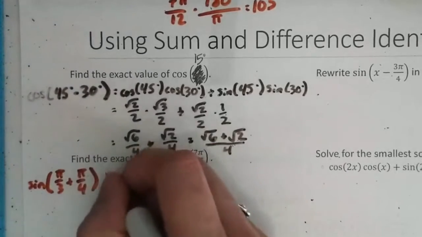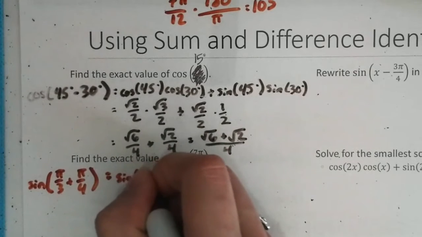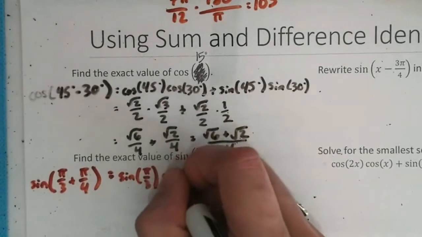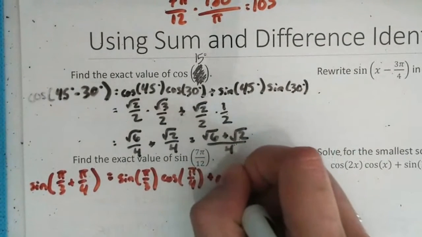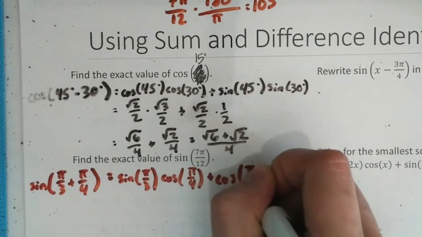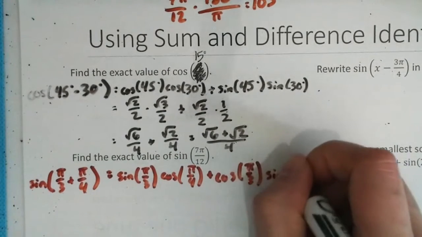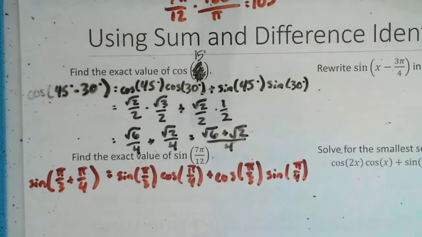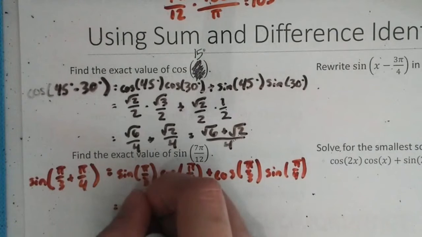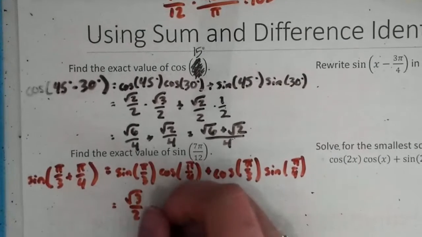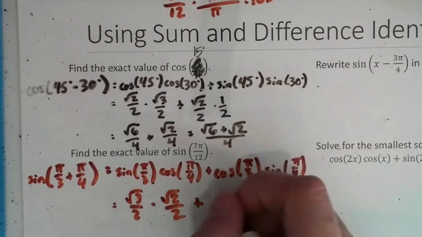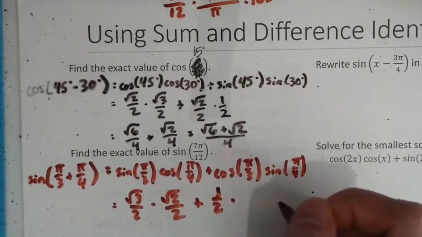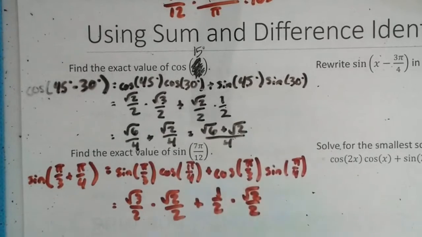So that's going to give me the sine of pi over 3 times the cosine of pi over 4 plus the cosine of pi over 3 times the sine of pi over 4. The sine of pi over 3 is root 3 over 2. The cosine of pi over 4 is root 2 over 2. The cosine of pi over 3 is 1/2. And the sine of pi over 4 is root 2 over 2.